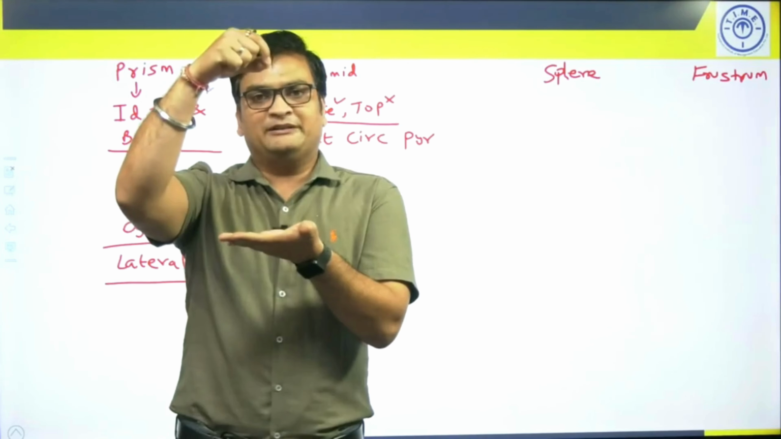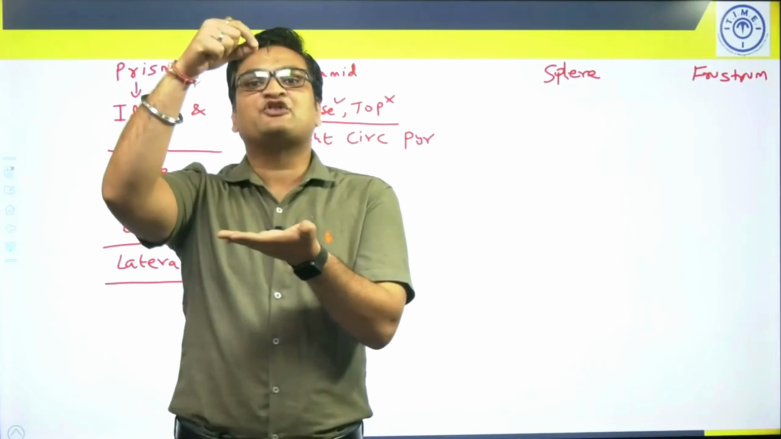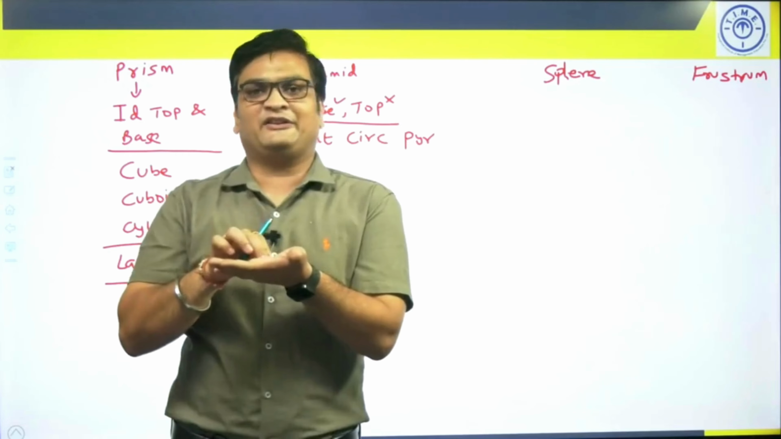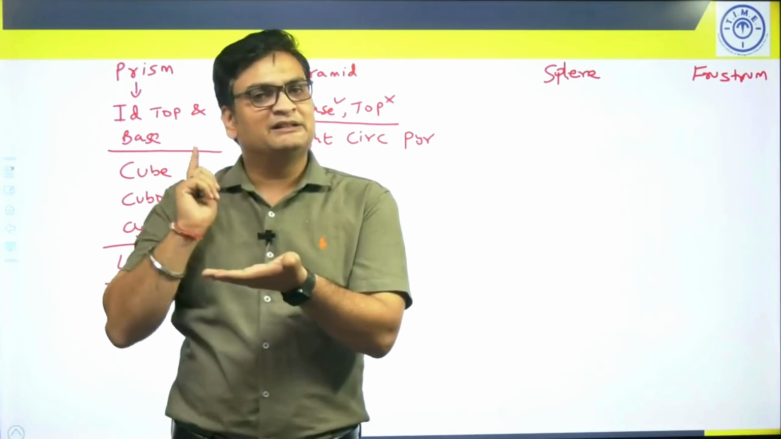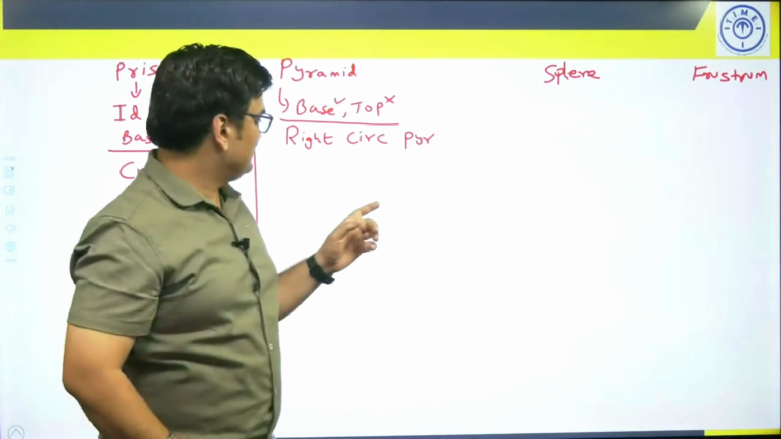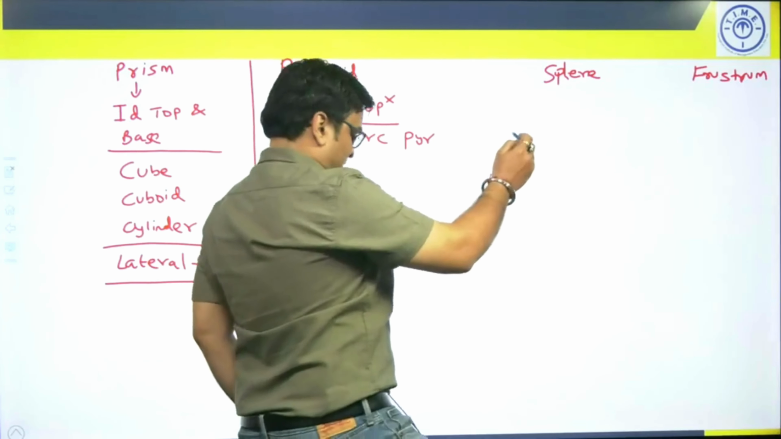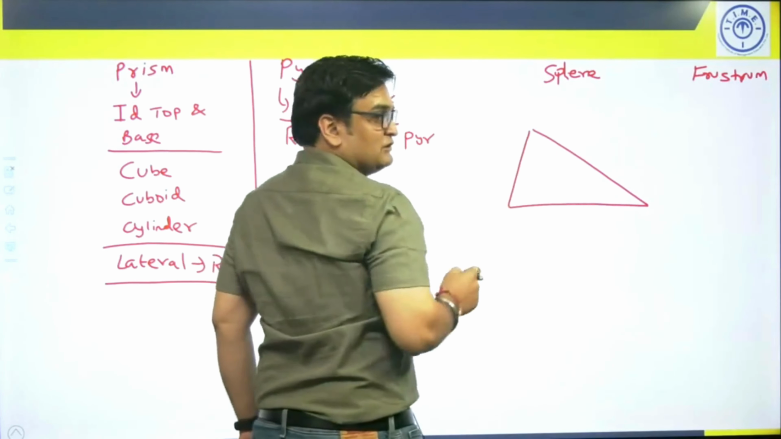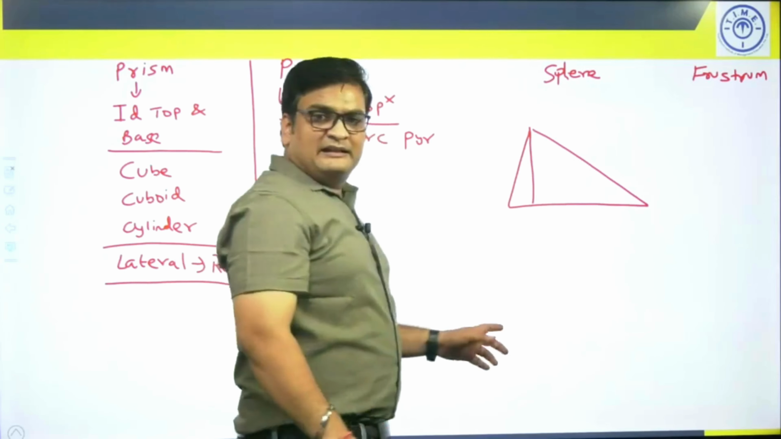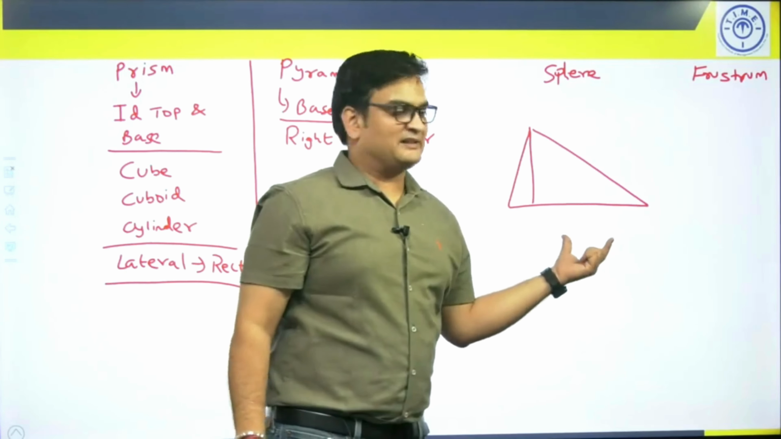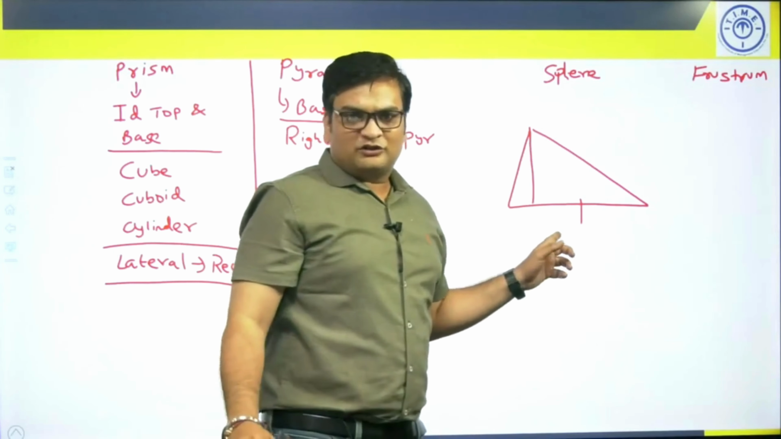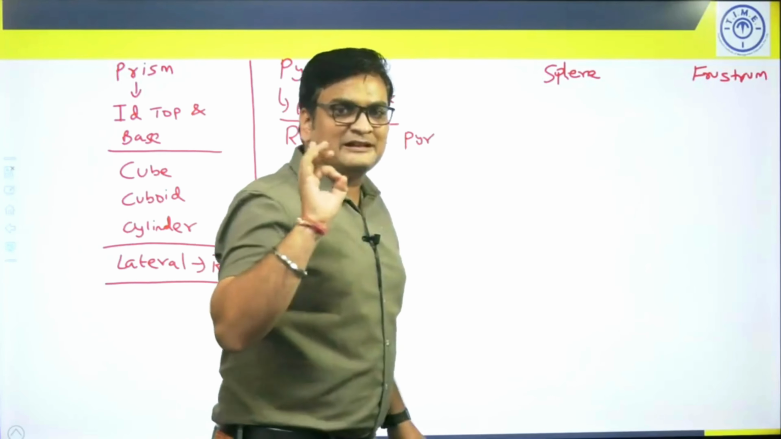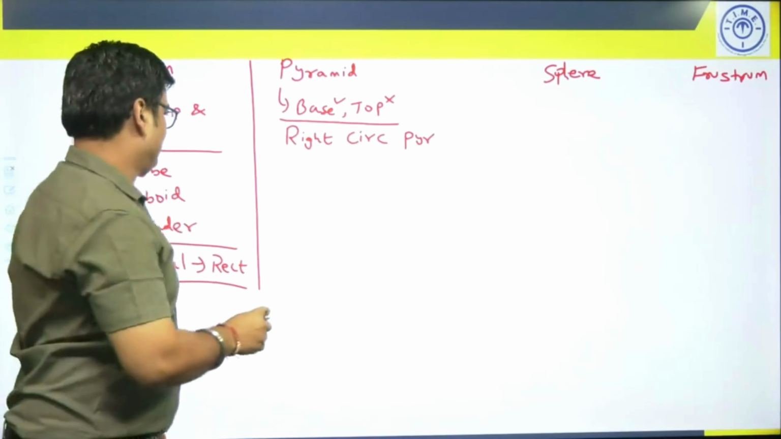From this top, if I drop a perpendicular, that perpendicular coincides with the center of the base. It will always coincide with the center of the base. Such pyramids are called right circular. Because imagine a pyramid could also be like this. When I drop a perpendicular here, it will not necessarily coincide with the center of the base. The center of the base will be somewhere here, and it is not coinciding with that. So we do not want such pyramids. We will not be considering such pyramids. We will always be considering right circular pyramids.